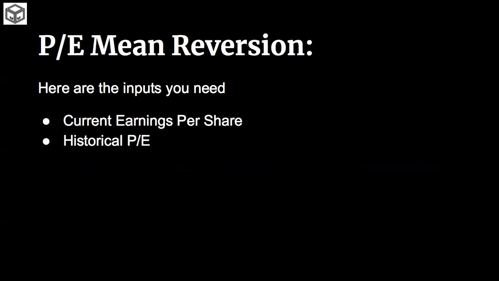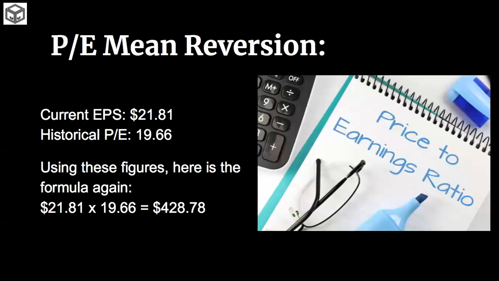Here are the inputs you're going to need: current earnings per share for the last 12 months, as well as the historical price to earnings ratio. Looking back at Lockheed Martin, the current EPS is 21.81, and the historical price to earnings ratio is 19.66. Plugging those figures into our formula, we're going to come up with a valuation of $428.78.